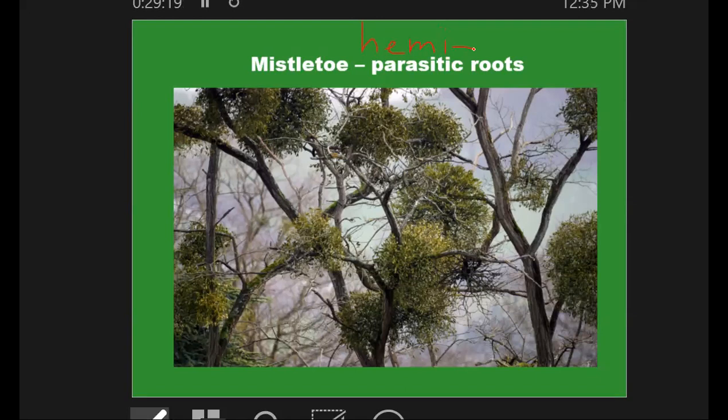And so this is a group of trees that are heavily infested with mistletoe plants.